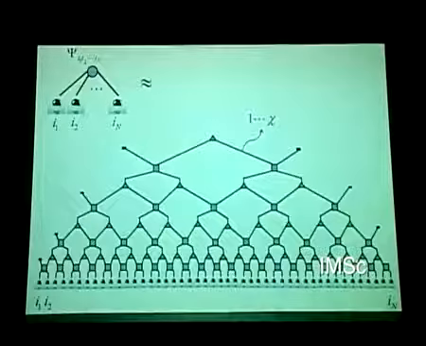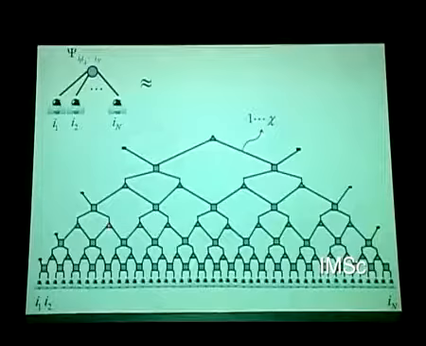Each index over here corresponds to a site on my lattice, and there are n such sites. Since this is a decomposition of that, the number of open indices has to match on both sides. So each open index of the MERA corresponds to a site of the lattice, and there are n such sites. Once again, the size of all the internal indices that appear here is bounded by some chi, which I'm going to once again assume to be independent of n.